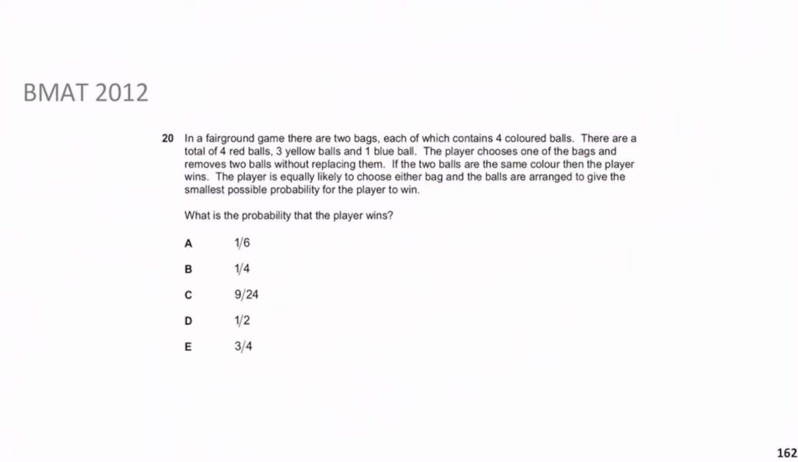It says, in a fairground game, there are 2 bags, each of which contains 4 colored balls. There are a total of 4 red, 3 yellow, and 1 blue. The player chooses one of the bags and removes 2 balls without replacing them. If the 2 balls are the same color, the player wins. If the player equally likes to choose either bag and the balls are arranged to give the smallest possible probability that the player wins, what's the probability that the player wins?